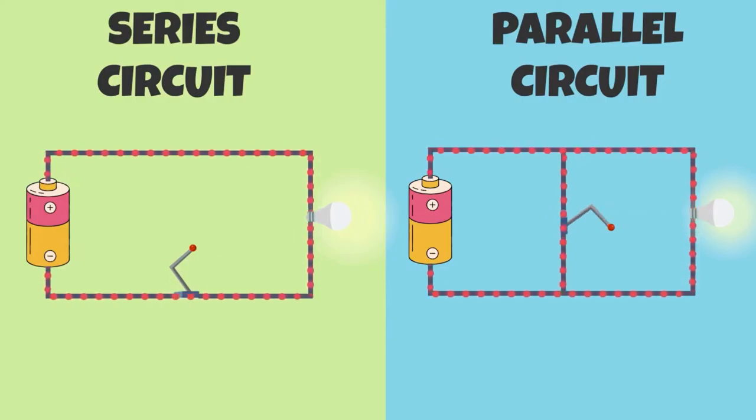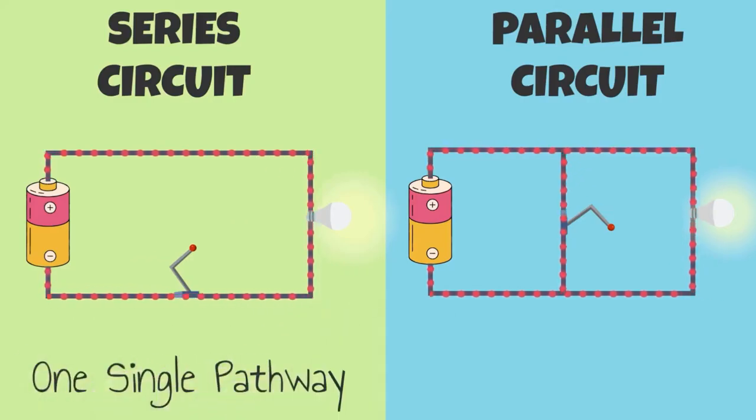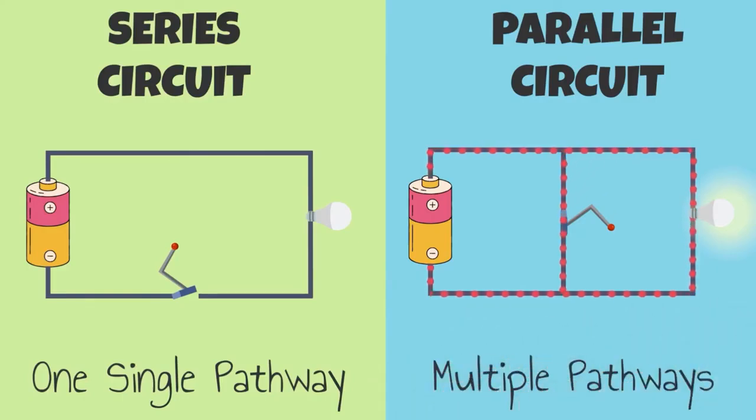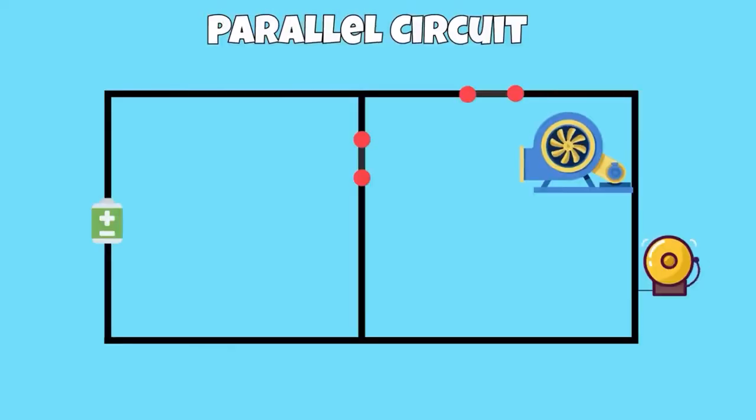A series circuit has one single pathway where the flow of electrical energy can move from positive to negative. If we open the switch, electrons can no longer flow through the circuit. In a parallel circuit, we have multiple pathways for electrical energy to flow through. If one of the pathways is interrupted, such as through the opening of a switch, electrons may still continue to flow through another pathway.